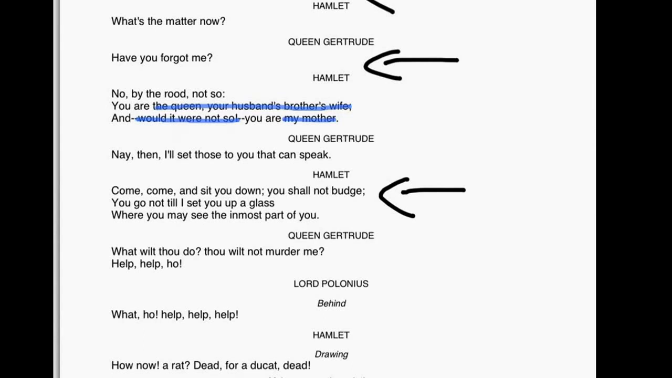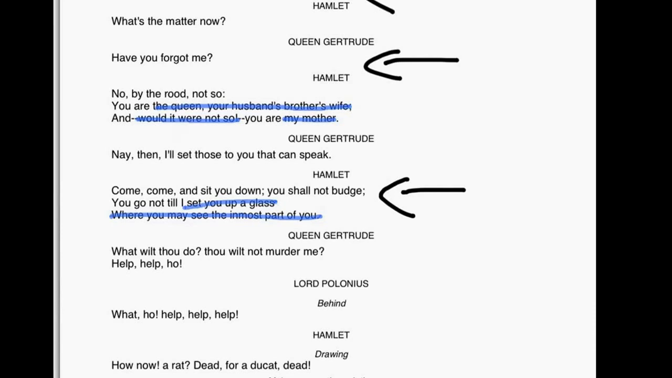And he says, "You go not till I set you up a glass where you may see the inmost part of you." So when he says glass, he means mirror. So he's saying, sit down and look in the mirror. And it's quite symbolic, because he's talking about looking in the mirror in order to see into her own soul, in order to reflect on her own behaviour.